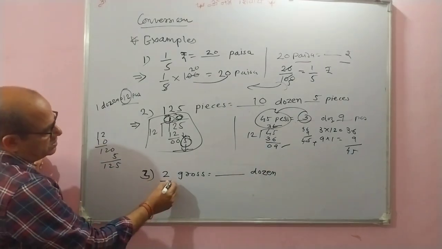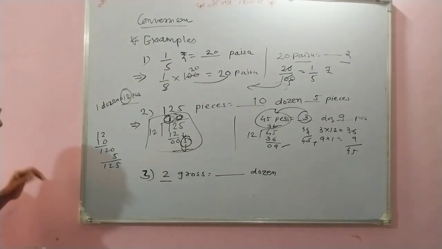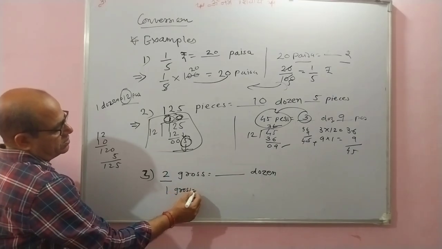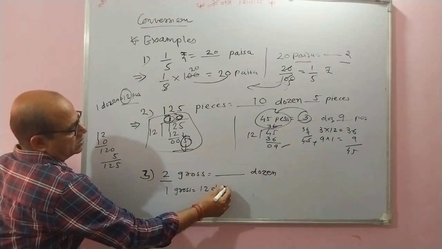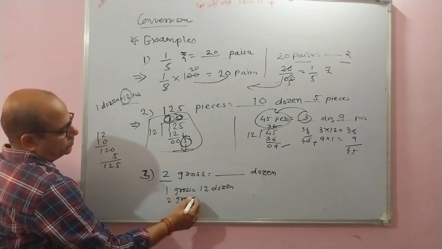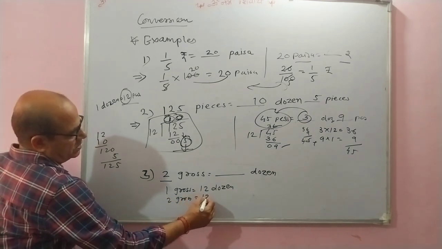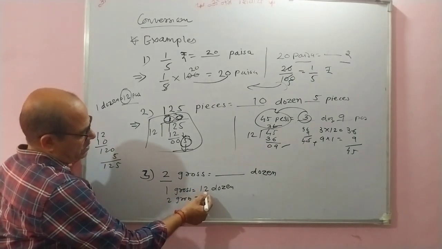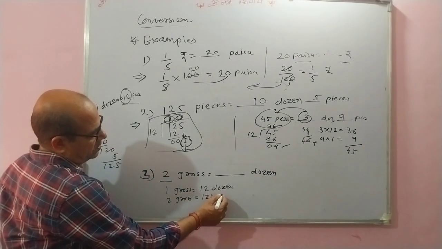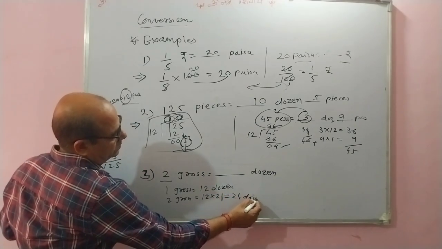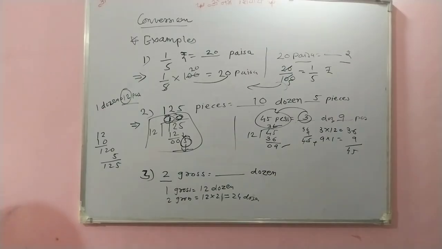Now 2 gross. 2 gross is equal to dash dozen. So 1 gross is how many dozens? 12 dozens. 2 gross means 12 into 2. Sorry, 12 dozen into 2. So 24 dozen. Right? So this way you can get the answer.